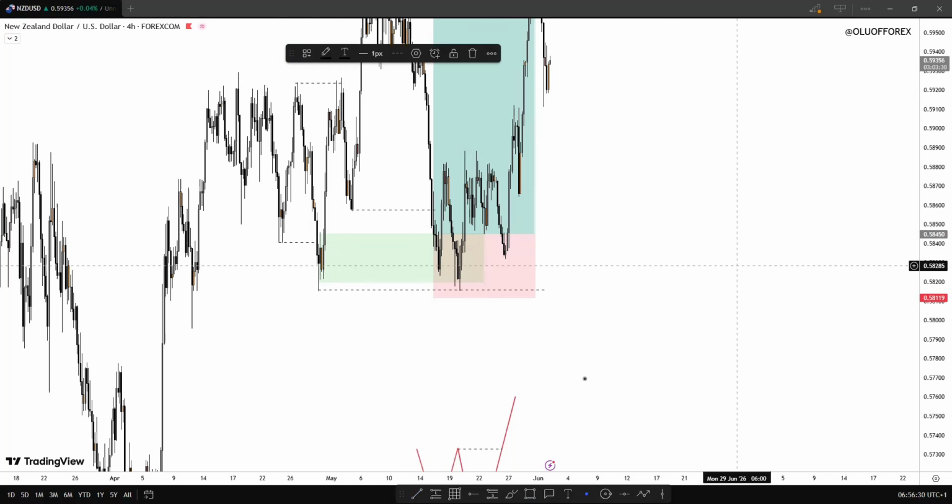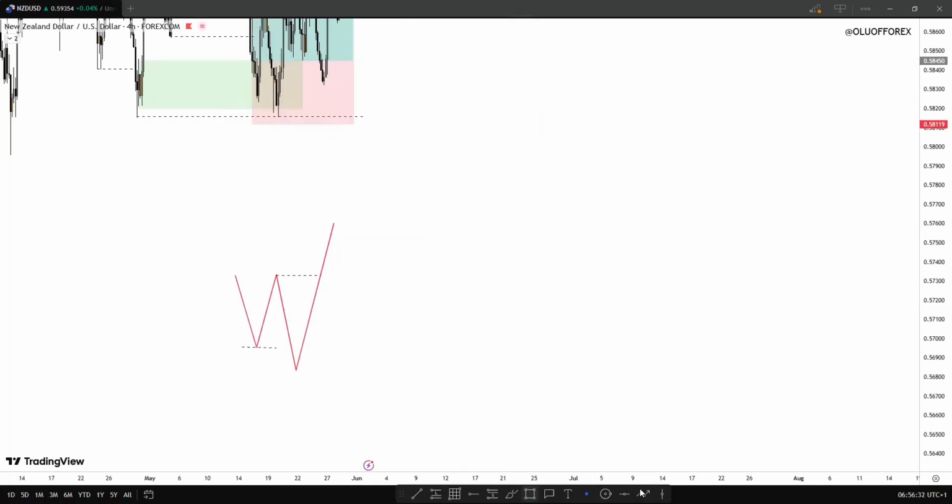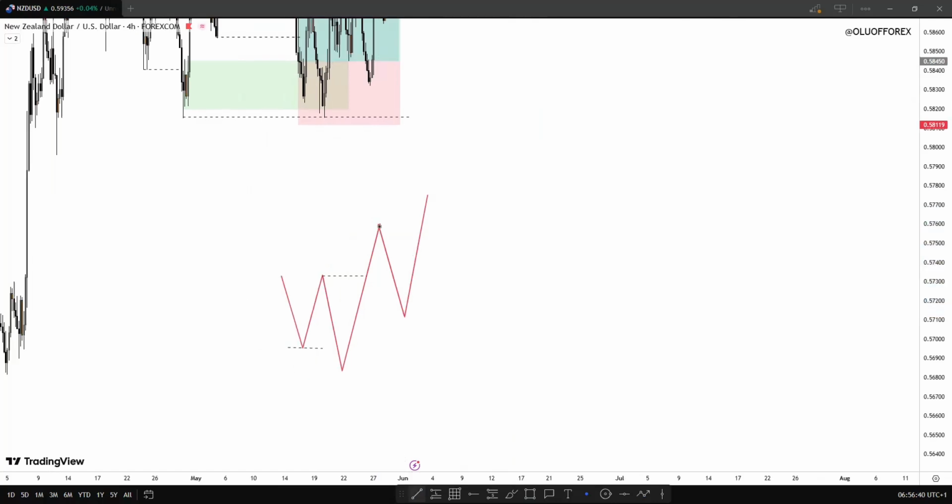What else do you want to see? We want to see our B immediately. We want to see a reversal and a break of structure. It must be a reversal and a break of structure, which is this, like this. So that creates our B.